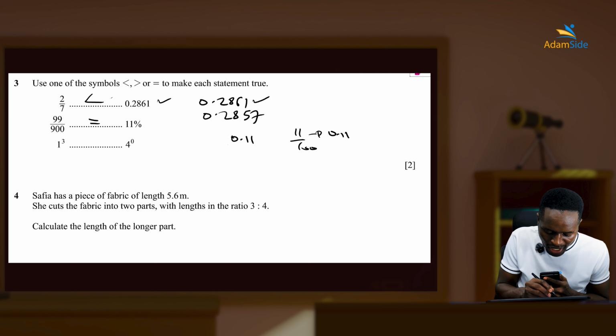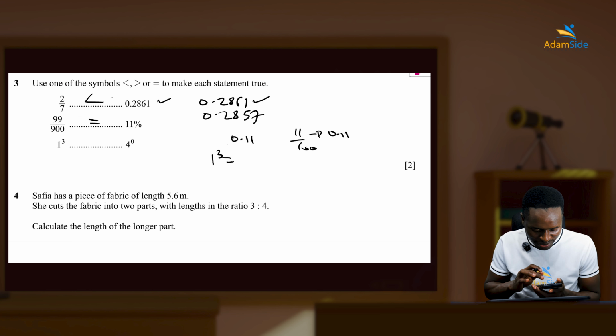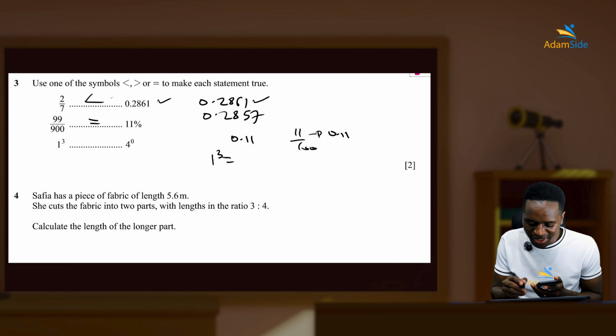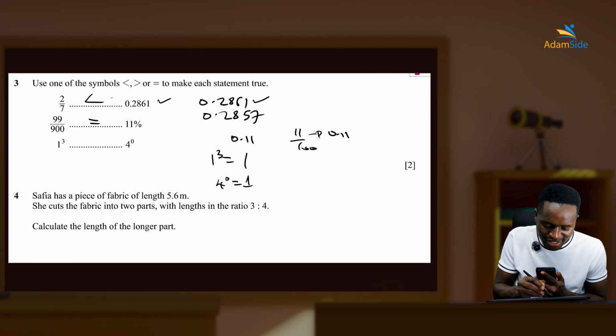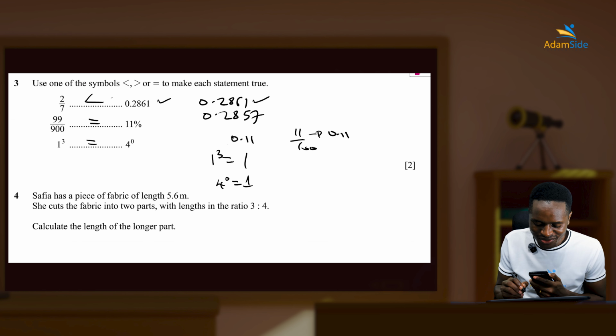Then 1 power 3: any number power, like 1 power 3 means 1 times 1 times 1, which is 1. And then 4 power 0, any number power 0 is the same as 1. So 1 power 3 is equal to 4 power 0. That's what you do.